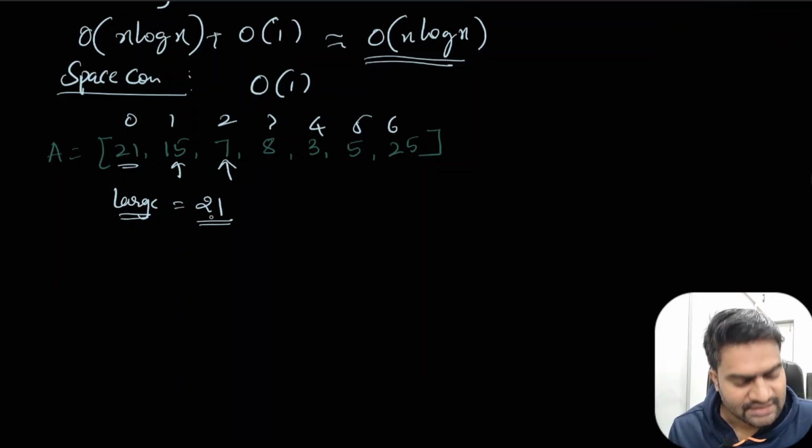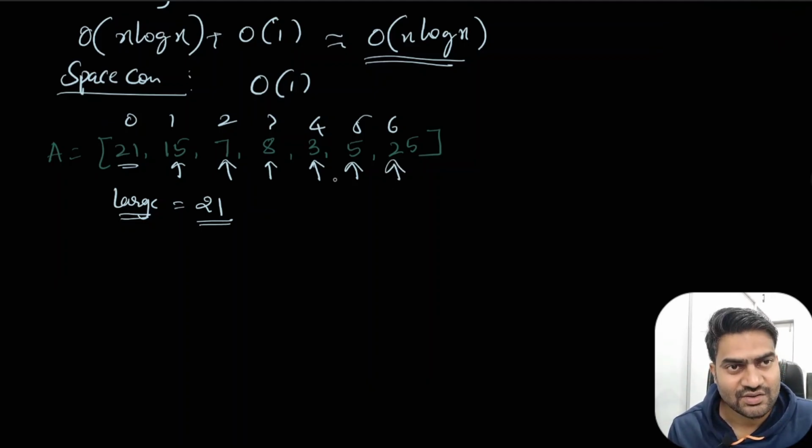Is 7 greater than 21? No. I'll move to the next number. Is 8 greater than 21? No. I'll move to the next number. Is 3 greater than 21? No, that is not the case. I'll move to the next number. Is 5? No. Is 25 greater than 21?